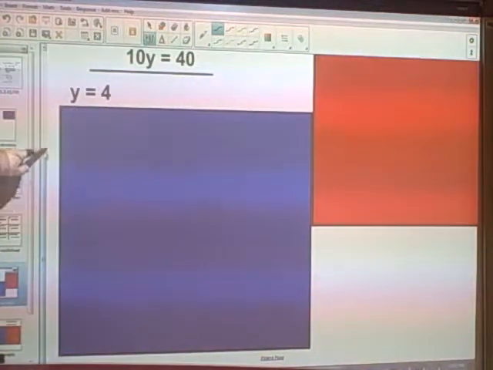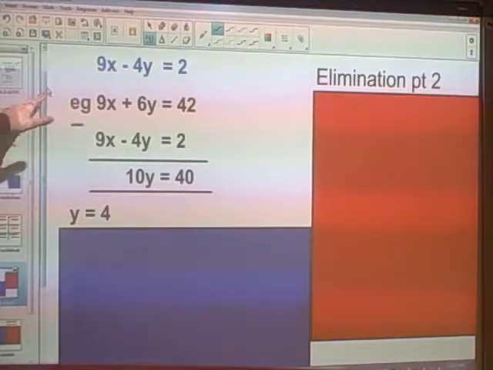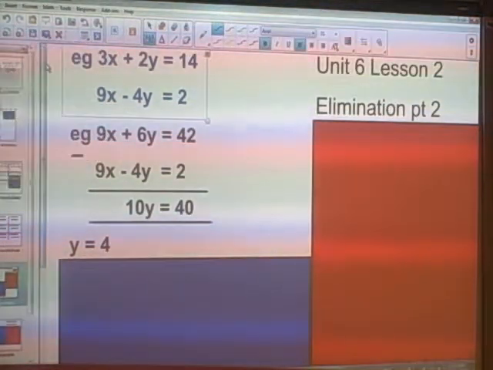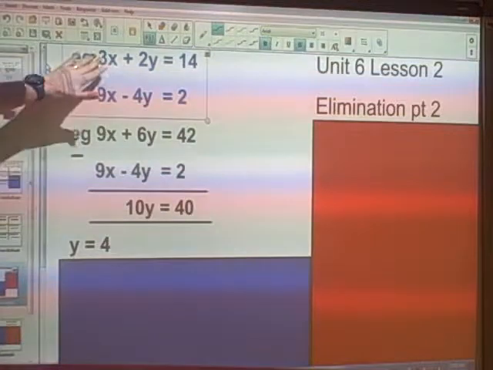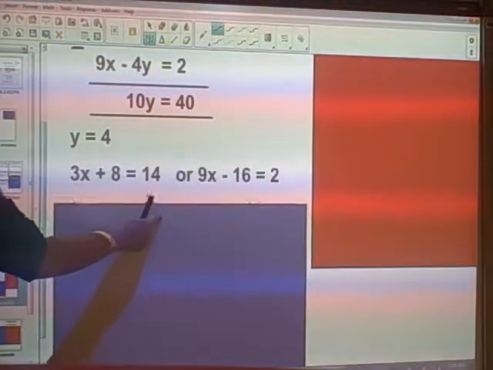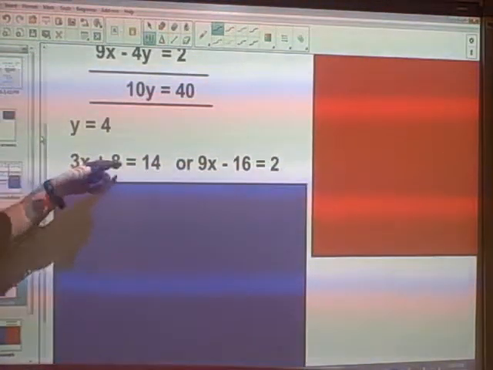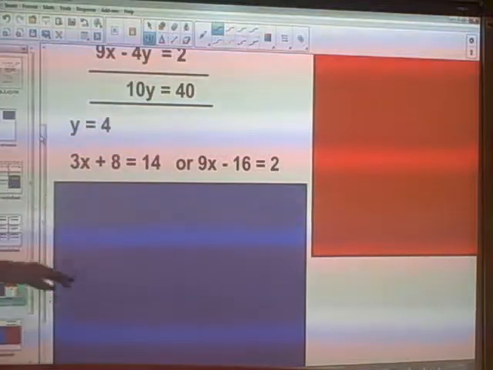Once we've found one of the values, we have to substitute back to find the other value. And you can pick any of the equations that we've had so far, so 1, 2 or 3. I tend to go the one with the smaller numbers, so I'm probably going to use 3x plus 2y equals 14. So if y was 4, then 2y would become 8, and then we just go ahead and solve this equation.